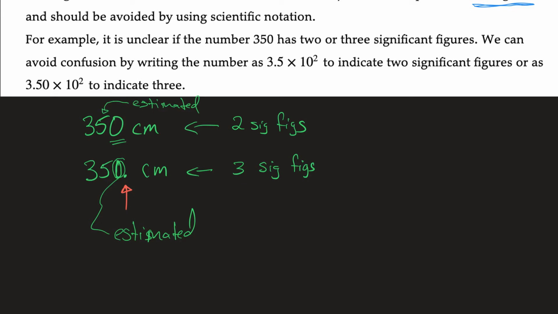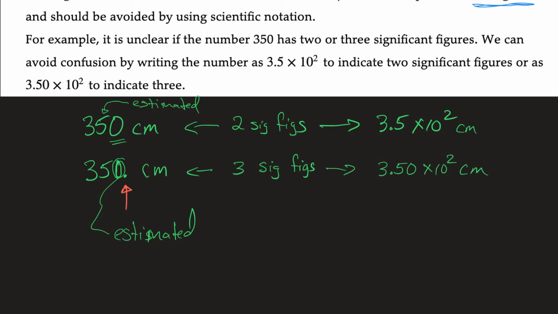If we were to write this in scientific notation, we would write it this way: 3.5 times 10 to the 2. Right, and that 0 that's holding a place there gets wrapped up, this 0 that's holding a place gets wrapped up into the exponent of the scientific notation. Now, on this second measurement, 350 with a decimal point, that would be 3.50 times 10 to the 2. And of course, I should put my units on here.